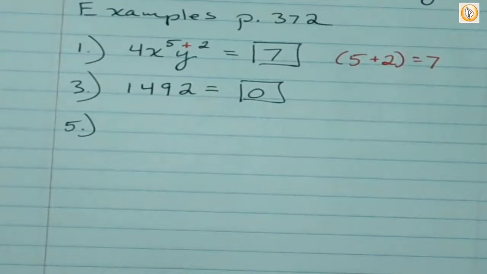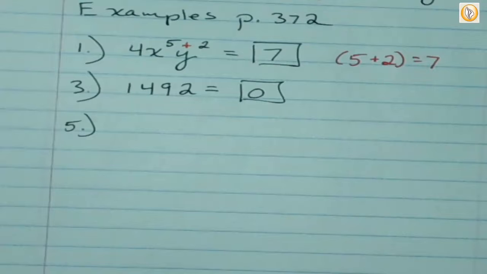Okay. So the directions say, classify each expression as a monomial, binomial, trinomial, other polynomial. That's the one where there's 4 or more terms. Or not a polynomial because of the rules. Then state the degree of each polynomial.